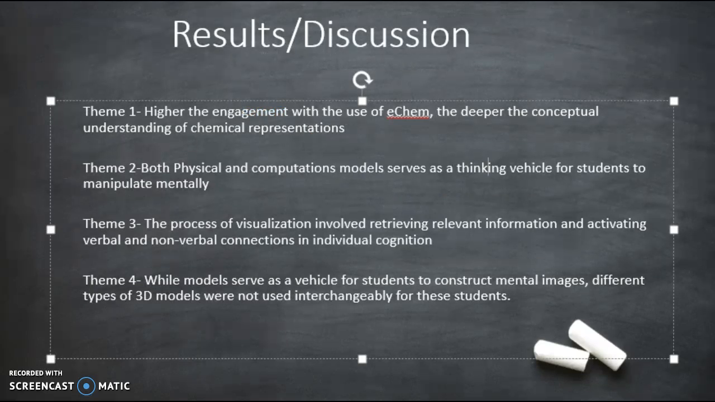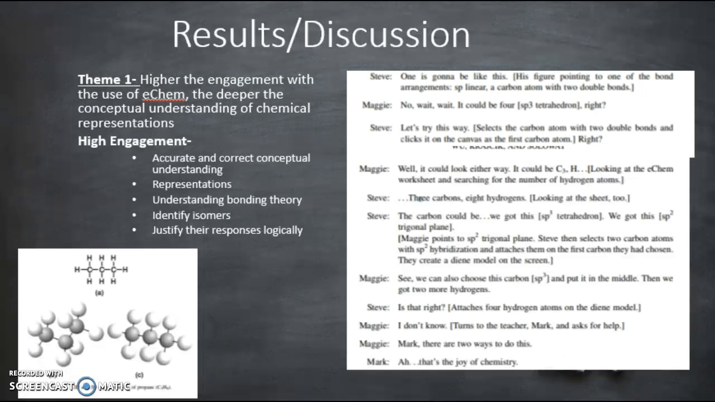Four themes emerged from this research. The first was related to students' engagement, how much time they spent with eChem. Theme number 2 depended on the physical and computation model that served as a thinking vehicle for the students. Theme number 3 involved the process of visualizing. And theme number 4 involved whether all of these 3D models were useful or not.